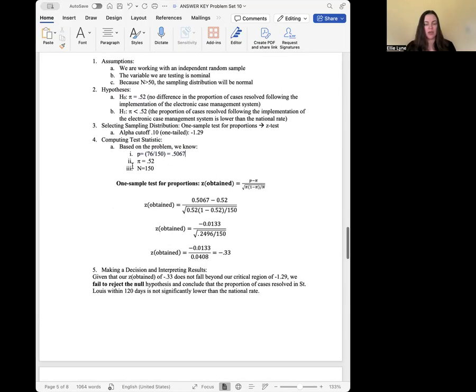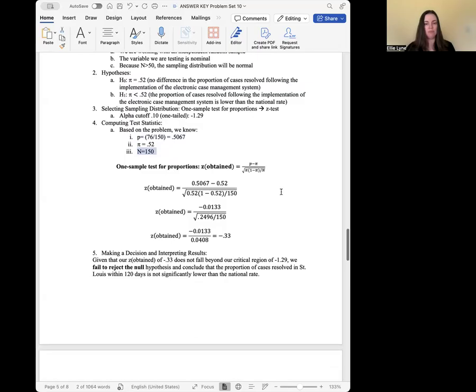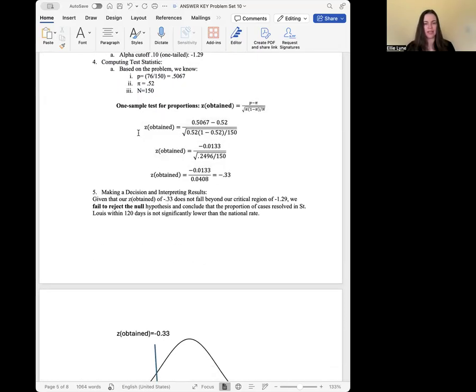So we have that. We also know that our population parameter for our proportion here is 0.52. We got that from the problem here and what we're testing against. And lastly, what is our sample size here? A random sample of 150 cases. So those are the three pieces of information that we need. Again, here's our base formula. I plug that in here, and here is each of the steps of me working through that to finally get a z obtained value of negative 0.33.